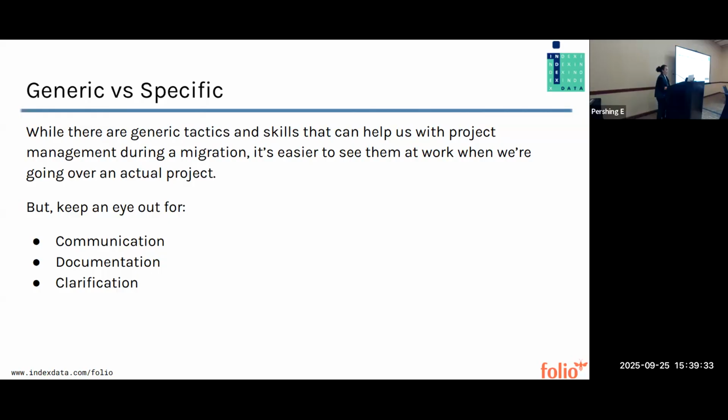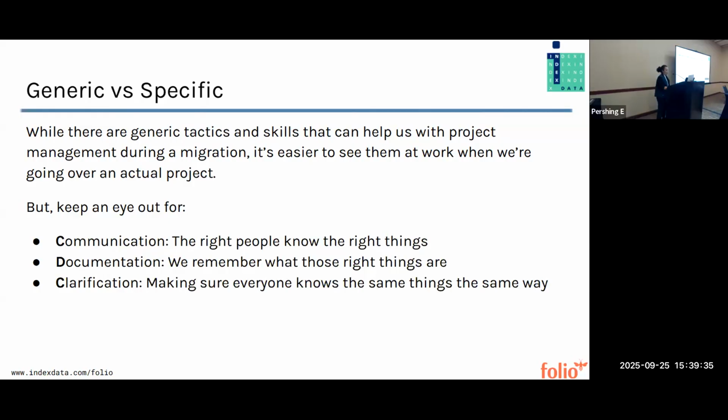By communication, I mean, do the right people know the right things, right? By documentation, I mean that we want to remember what those right things are. It's very easy to make a decision and then lose track of when you made that decision or what the decision was in the drift of conversation that happens during a migration.